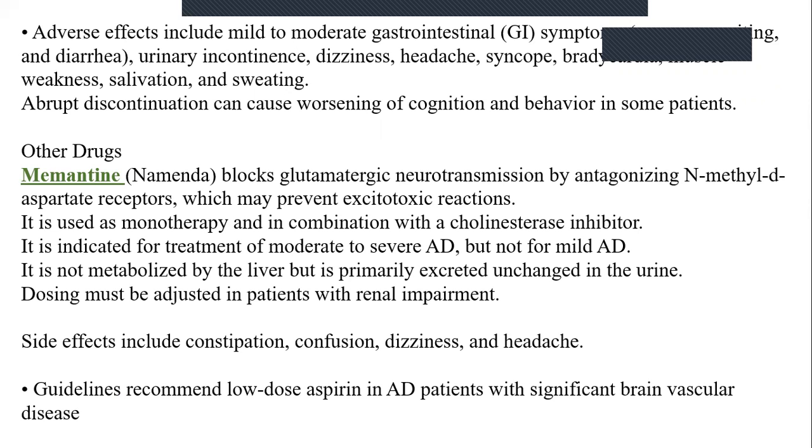Glutamate is an excitatory neurotransmitter. So this memantine will inhibit this glutamate by binding to NMDA and antagonizing the NMDA. It will stop the release of glutamate, which is a neuroexcitatory neurotransmitter. So it will prevent excitotoxic reactions.